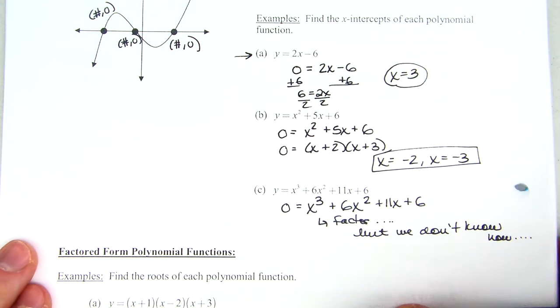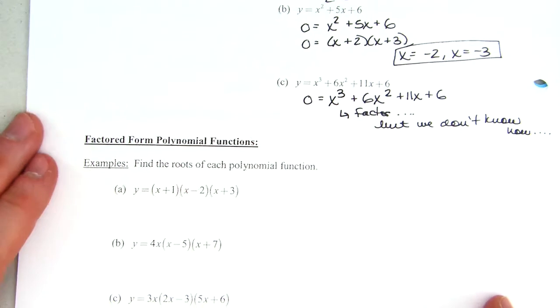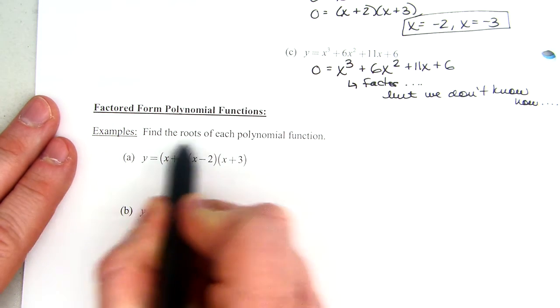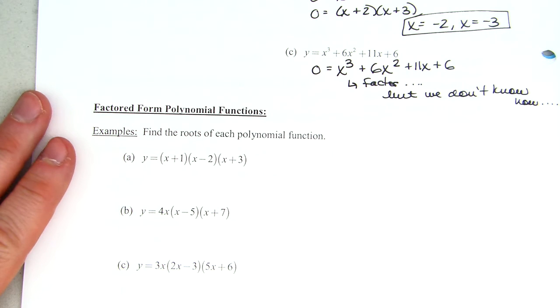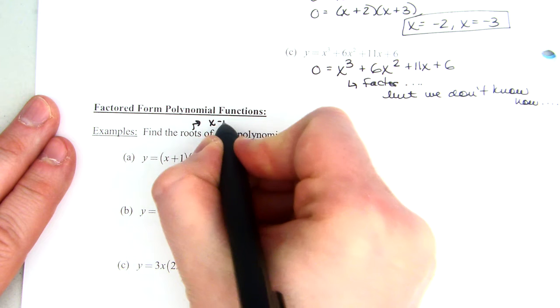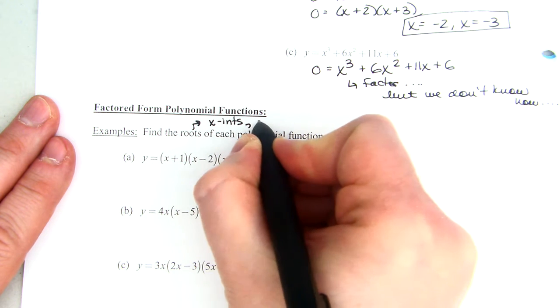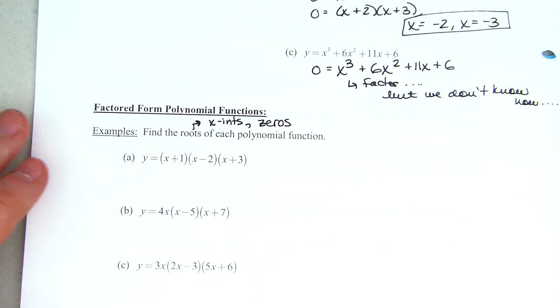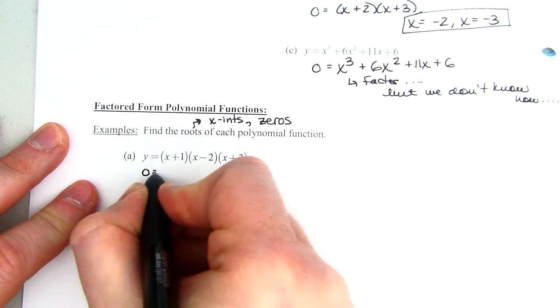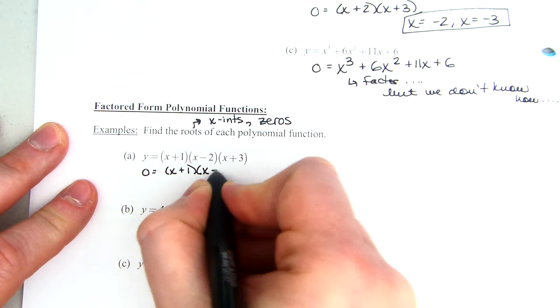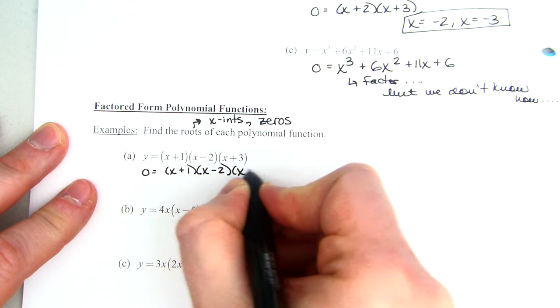So, let's take a look at letter A, factored form polynomial functions. We have this polynomial function over here, and I want to find the roots. And remember, roots are a fancy name for x-intercepts, also sometimes called zeros. They all mean the same thing. I want to find those. I'm going to plug in 0 for y, and I'm going to get 0 equals x plus 1, x minus 2, x plus 3.